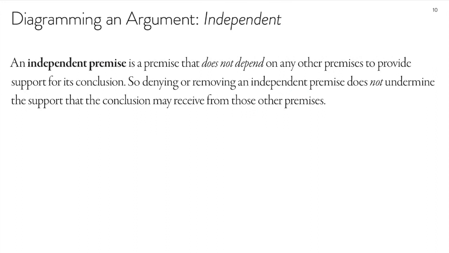Now we can do some more interesting things, because I want to talk about this idea of independent premises. An independent premise is a premise that does not depend on anything else to provide support for its conclusion. So if I deny or remove that independent premise, that doesn't hurt how the conclusion gets support from any other premises. Now, this might sound vague and weird at first. I understand that. That's why we have an example.